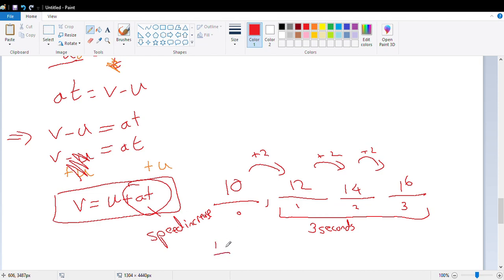If you follow that logic, if the starting velocity is 10, and if we looked 7 seconds into the future, every single second we're adding 2, so in total the increase would be 7 lots of 2, which is 14. So you're starting at 10, your speed increases by 14, so the final speed would be 24.